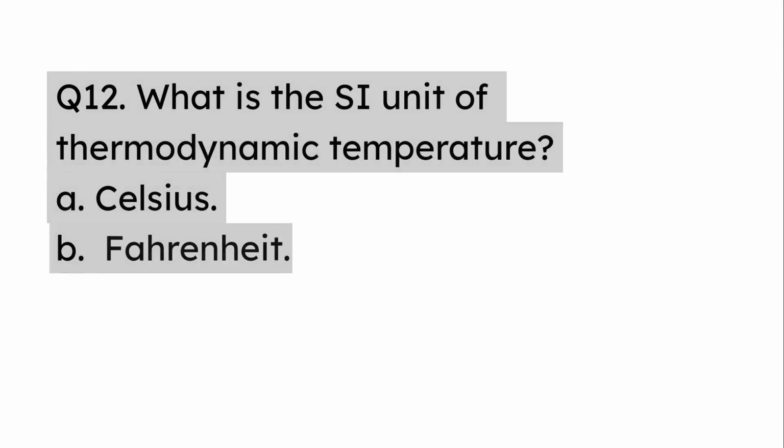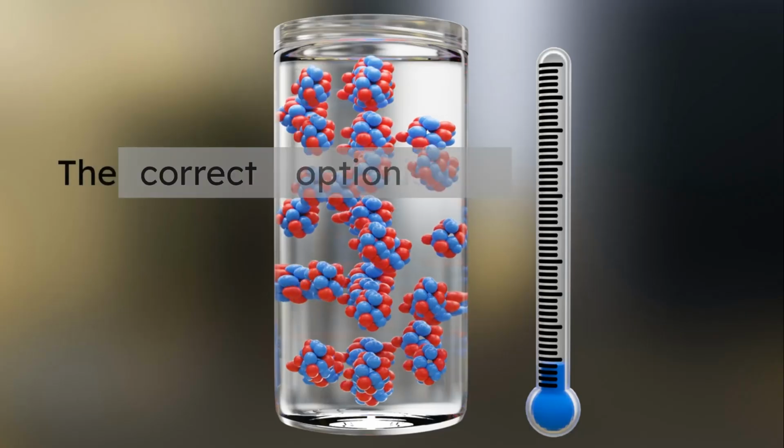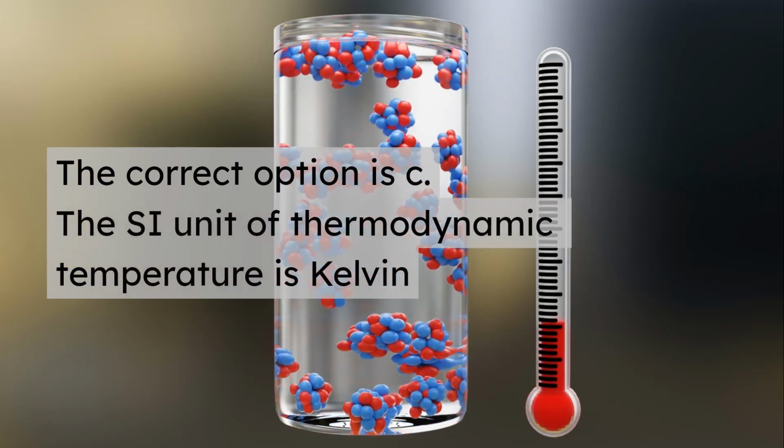Q12. What is the SI unit of thermodynamic temperature? A. Celsius. B. Fahrenheit. C. Kelvin. D. Joule. The correct option is C. The SI unit of thermodynamic temperature is Kelvin.